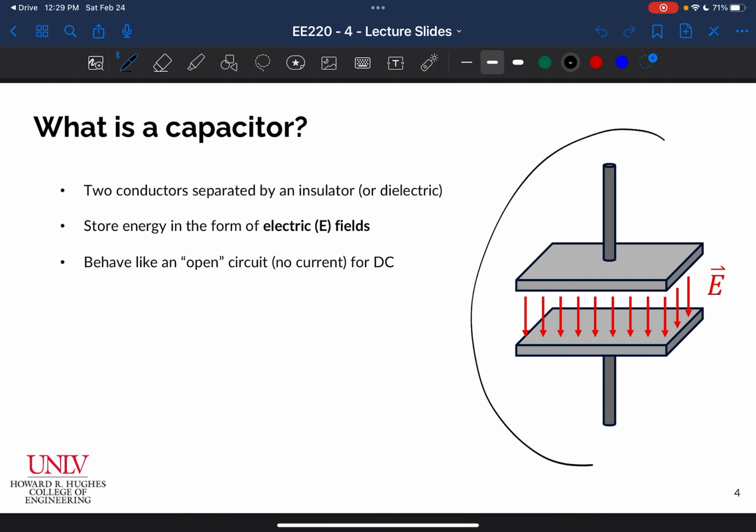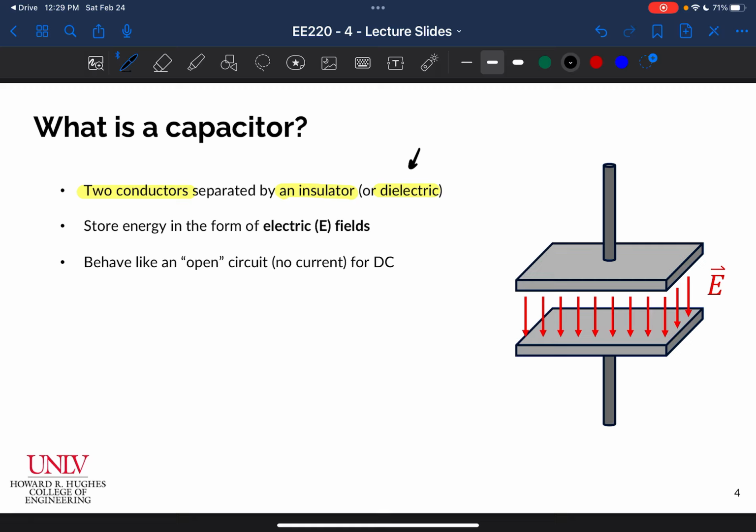This picture on the right-hand side is a picture of what a capacitor might look like. Of course, you're not going to see the electric field lines in real life, but by definition it is two conductors separated by some distance, and typically that distance is occupied by an insulator or a dielectric. The dielectric is just an insulator that is good at storing an electric field, or good at polarizing when an electric field is applied across it. So by definition, that's what a capacitor is.